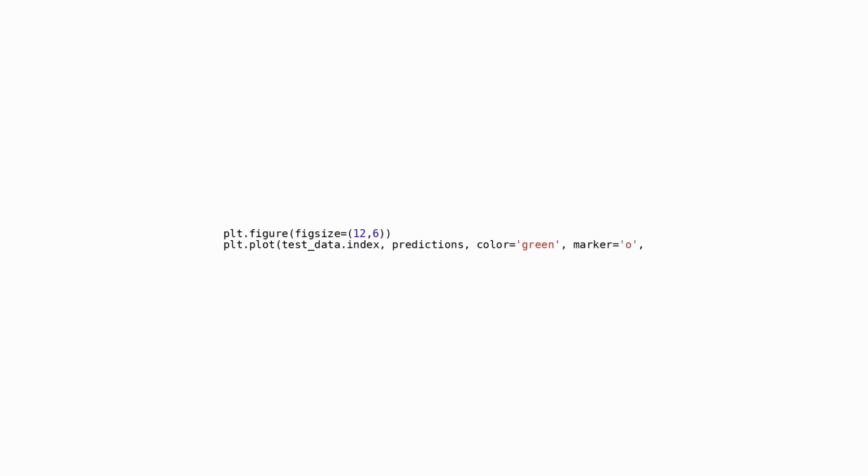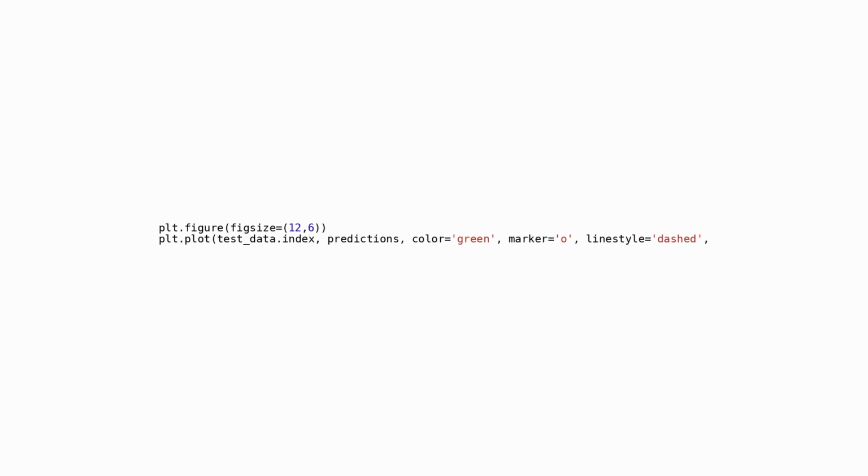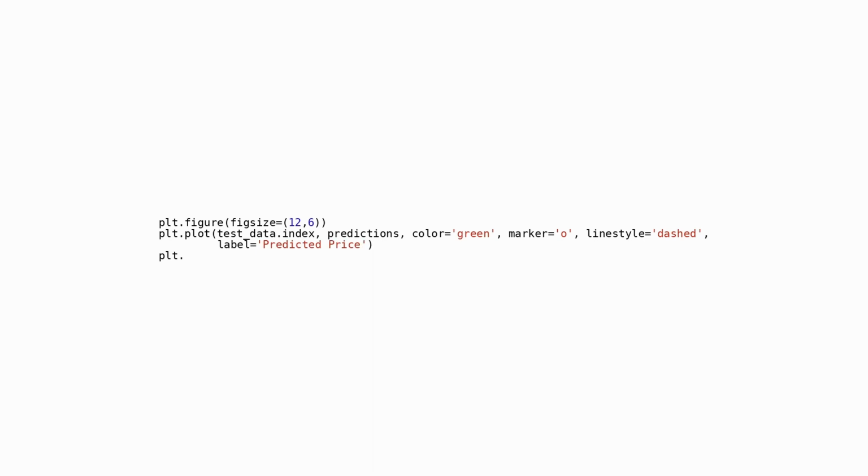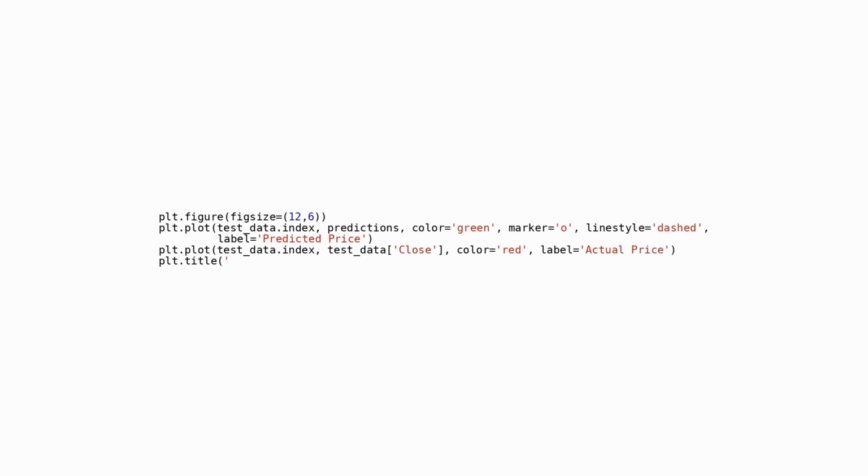The code creates a figure with a specific size, where the predicted prices are represented by green markers connected by dashed lines, while the actual prices are shown as a solid red line. The graph's title is set as Prices Prediction, with the x-axis labeled as dates and the y-axis as prices. Additionally, the code includes a legend to distinguish between predicted and actual prices in the graph.